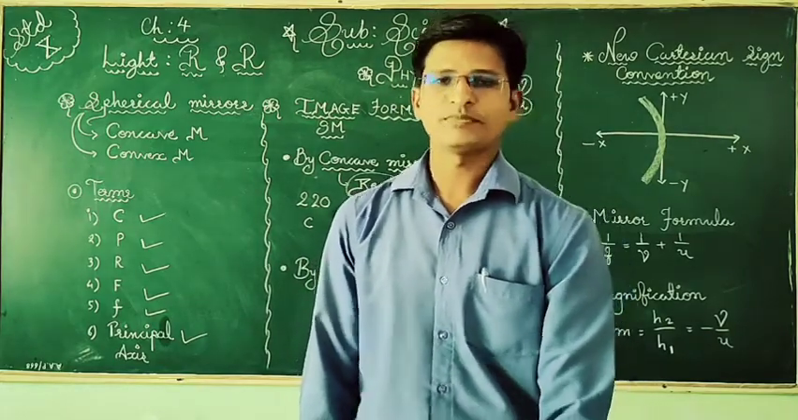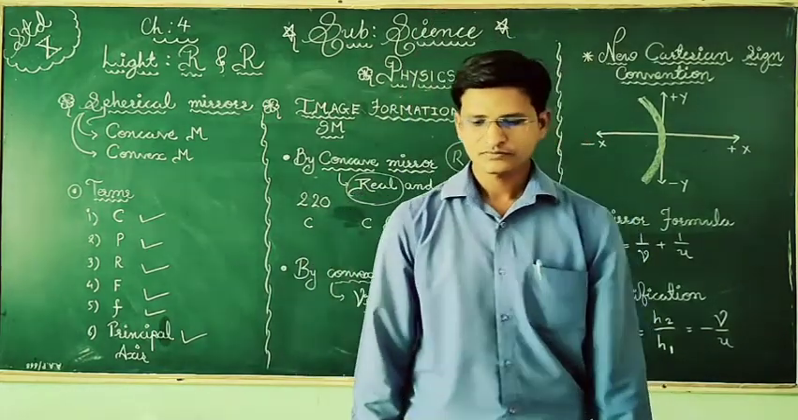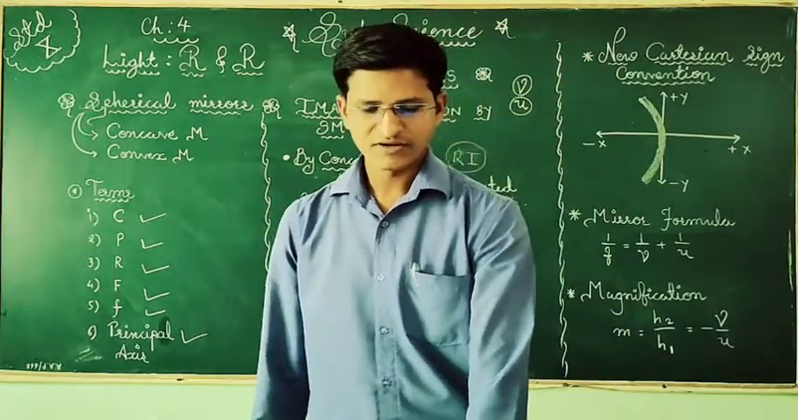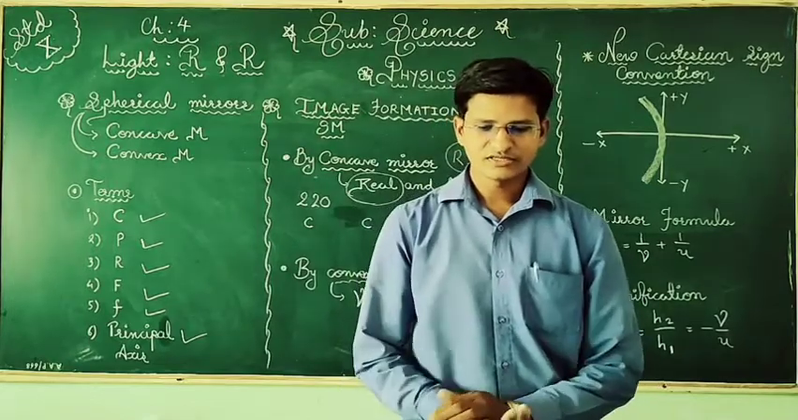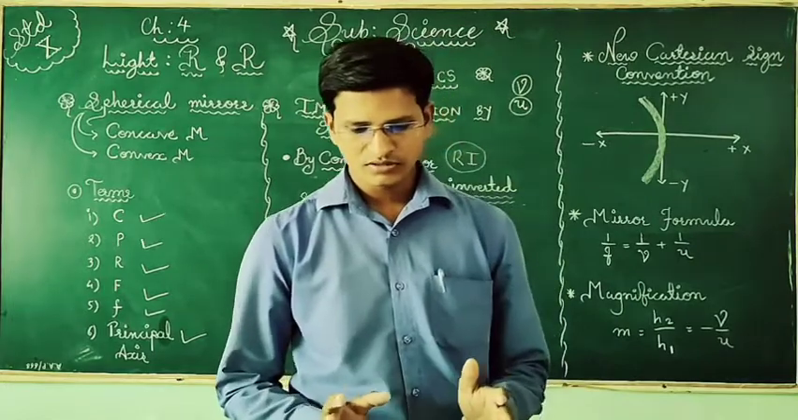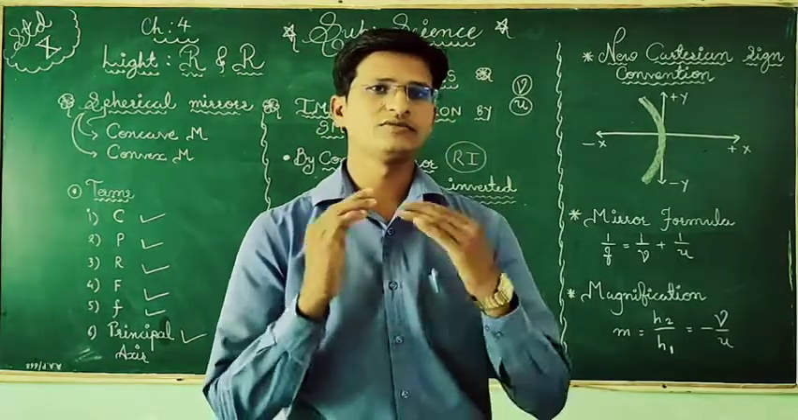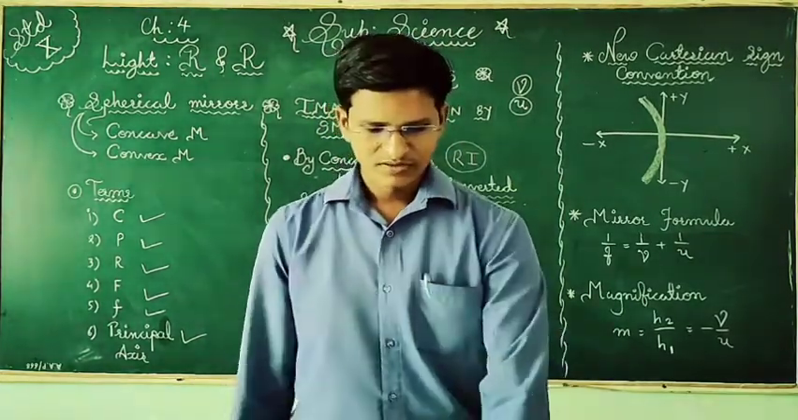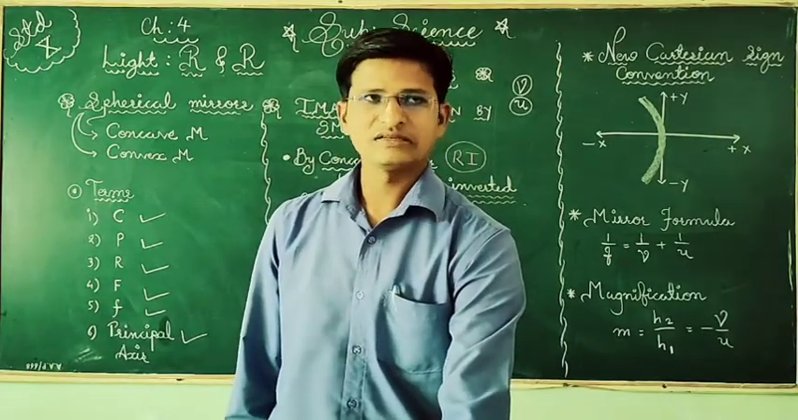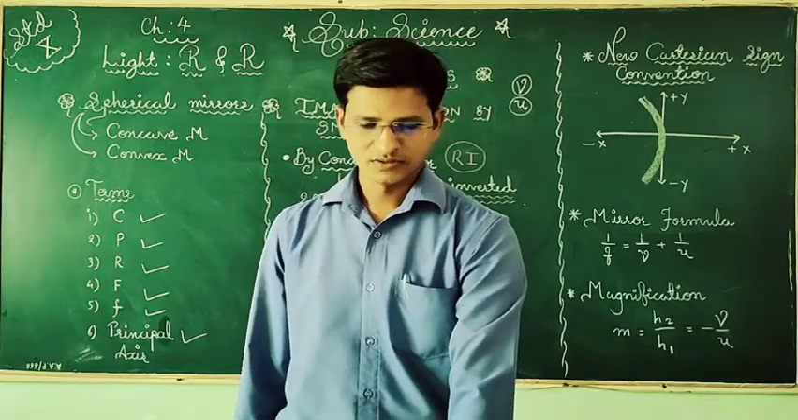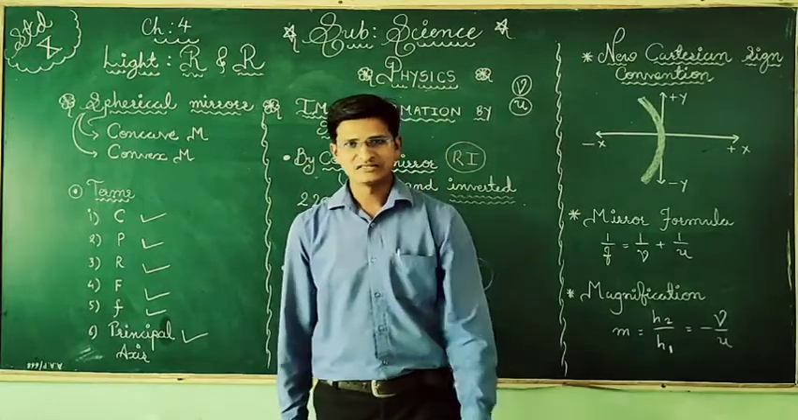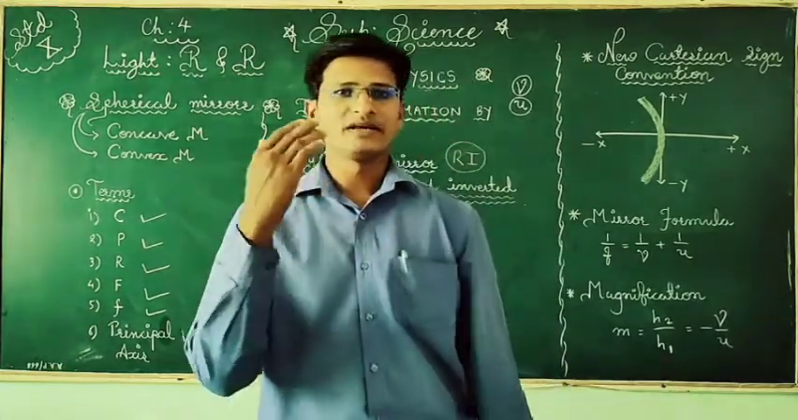Now come to the third. When the object is placed at the center, the position of the image will be at the center, the image is real and inverted, and the size of the image is the same as the object. I think in 2018 they asked this question: what is the image formation when the object is placed at the center of curvature? It will remain the same size.